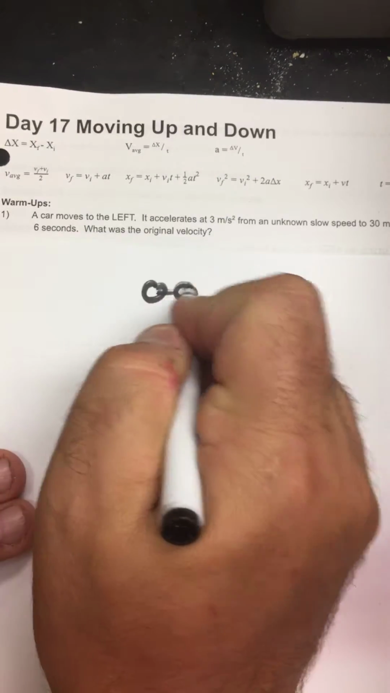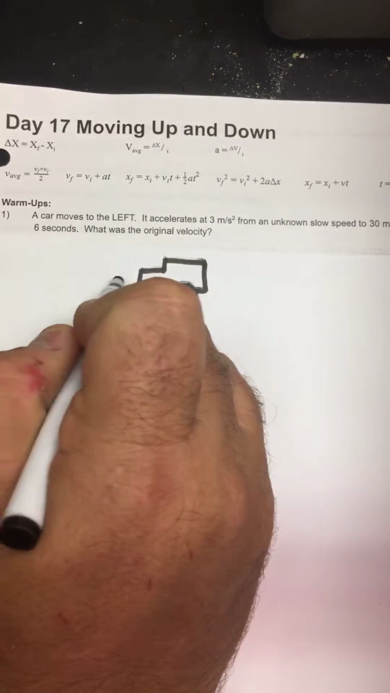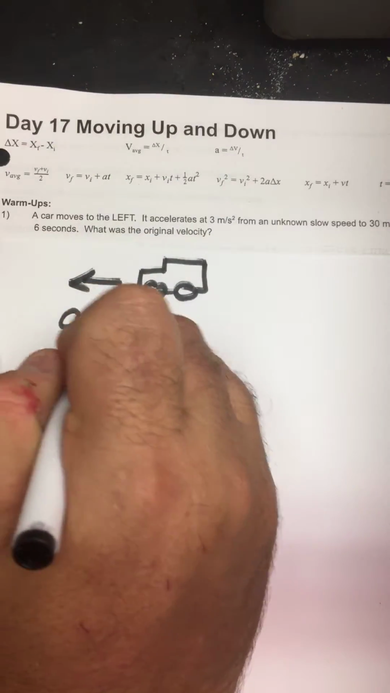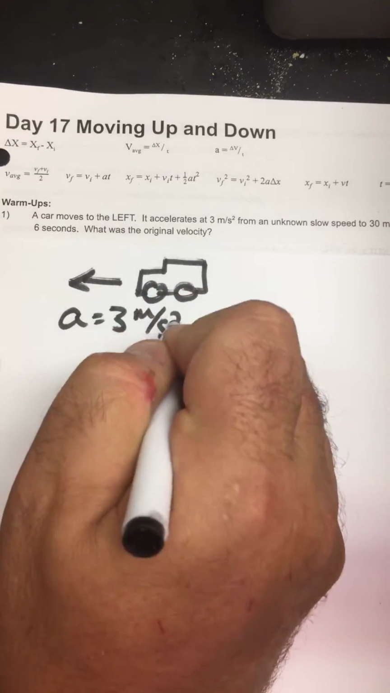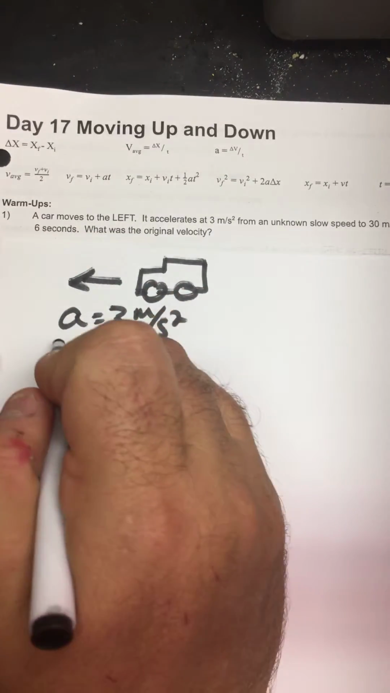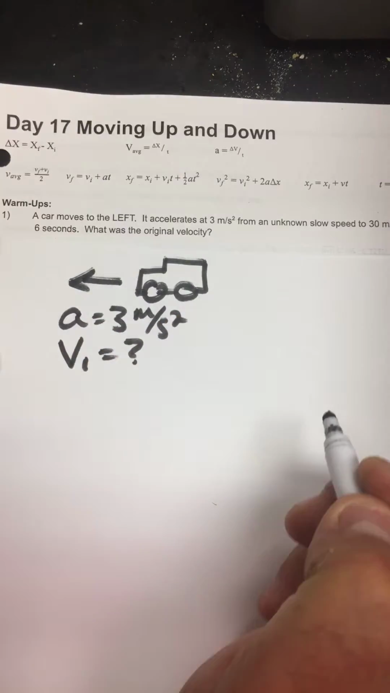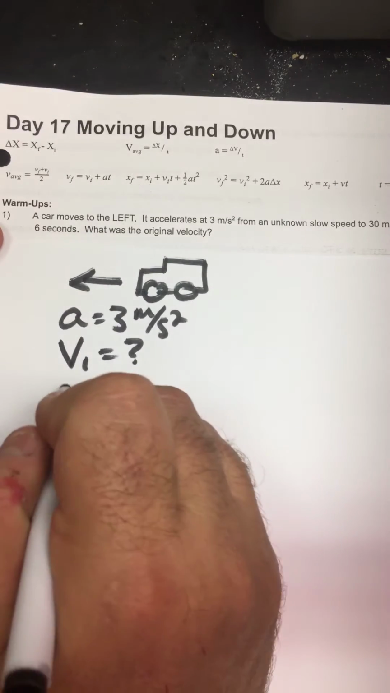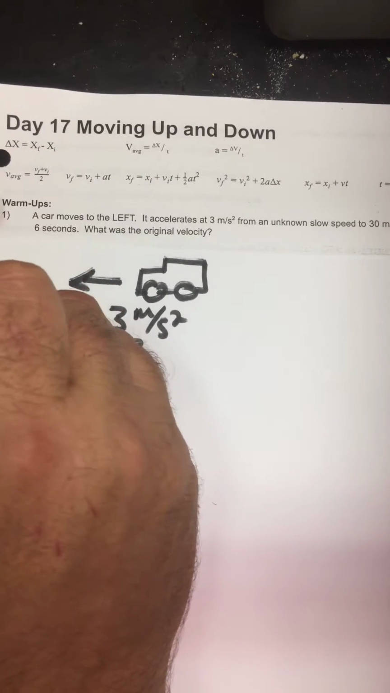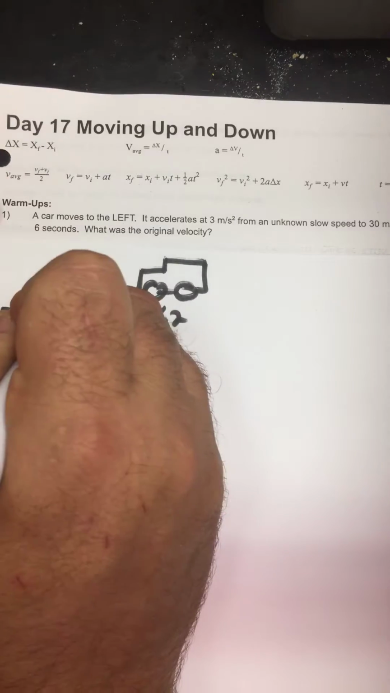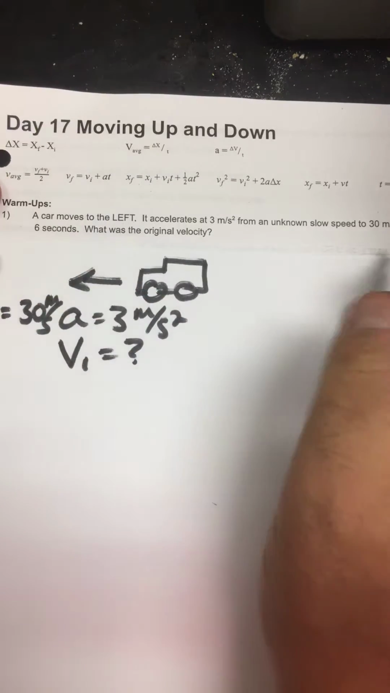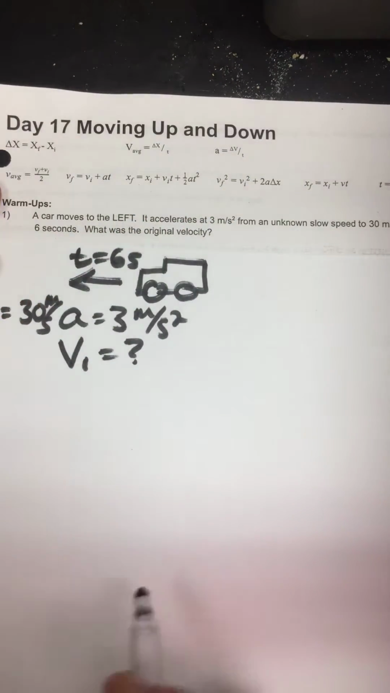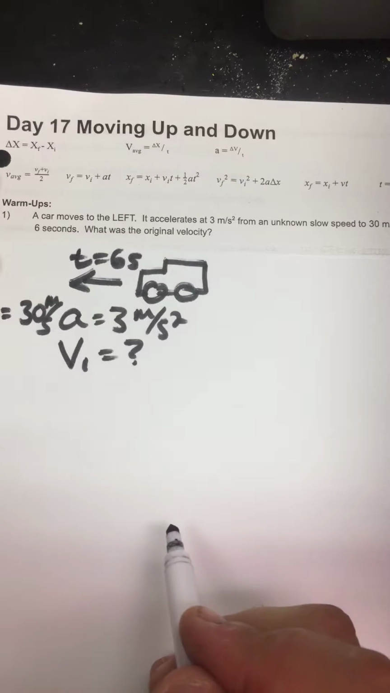So let's first draw a picture here. And we have the car moving in that direction. It accelerates. We have an acceleration of 3 meters per second squared. Unknown slow speed, so V1 is question mark. It speeds up from that slow speed to 30 meters per second. So that must mean that the final velocity over here is 30, in a time of 6 seconds. What was the original velocity? So we're looking for VI.